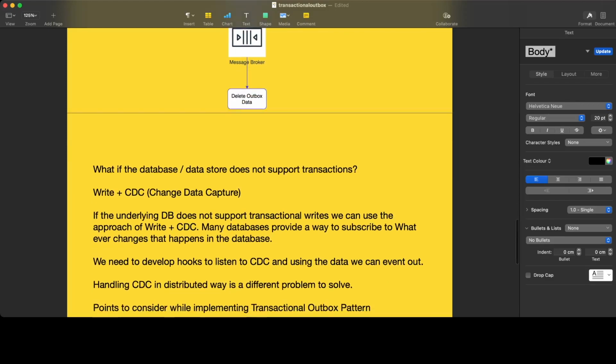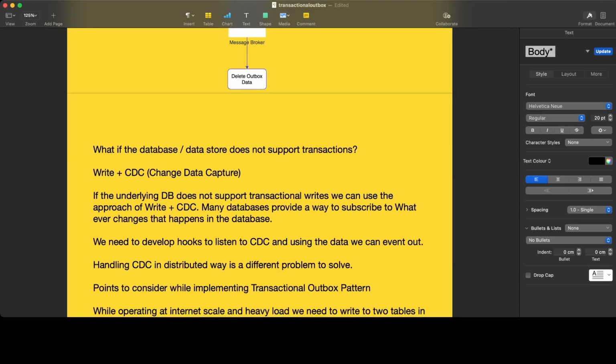What if the data store doesn't support transactions? Here we need transactions. Obviously, without transactions we cannot implement a single unit of work. So we are riding on the benefits offered by relational or non-relational databases, which provide a way to perform atomic writes to two different tables or two different documents at the same point in time, and both happen atomically. So we are riding on the feature offered by the database.